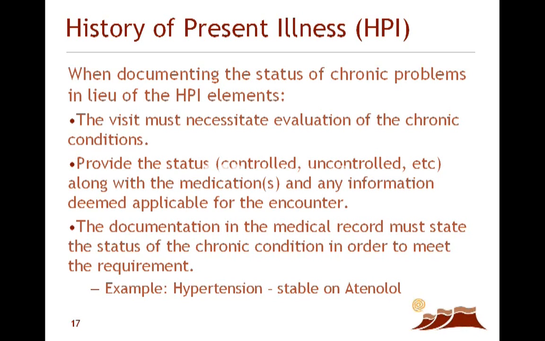Back to the issue of summarizing the chronic problems. Yes, the visit must necessitate evaluation while you're explaining why, what's been going on, why you're seeing them this time, and that will often come out in the assessment plan because that's where you're going to put what you recommend. You can pretty much put whatever you think is important to summarize that chronic condition, and you do want to give the status of that.